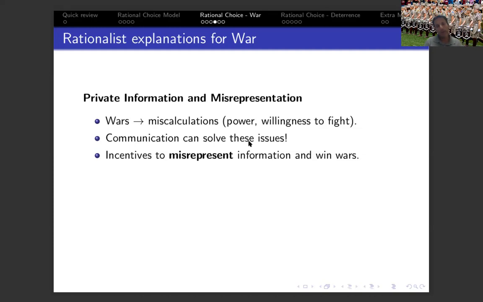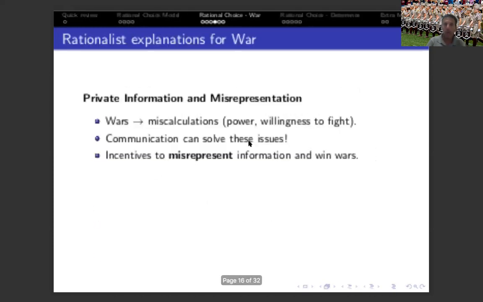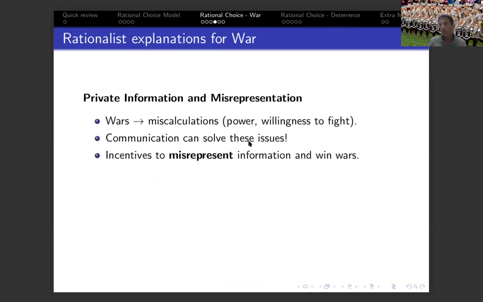The argument in this case is that this can be an explanation for war, but in the ideal case, if we go back to the bargaining range here, actors should be able to communicate with one another and solve such problems. So if I believe that I'm more powerful than my adversary, in the ideal situation where both of us are rational and do not want to go to war, I will communicate with my adversary, give him or her the information, and we can find a solution. Yes, I may think that I'm stronger, but I can still lose the war. So it's rational on my part to communicate that.